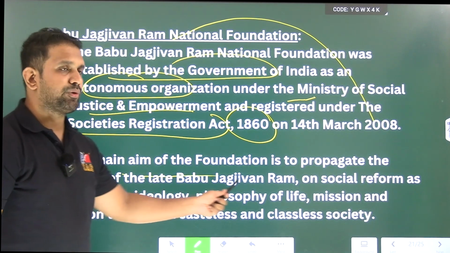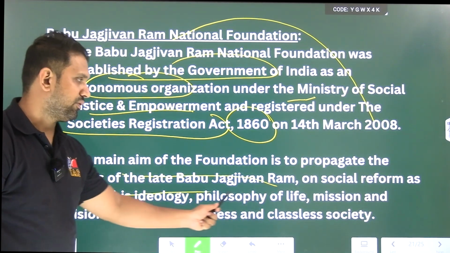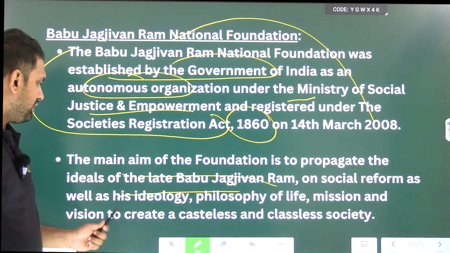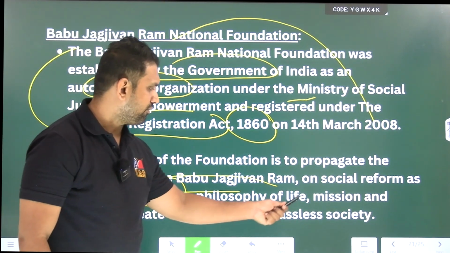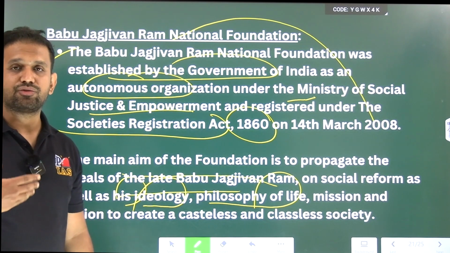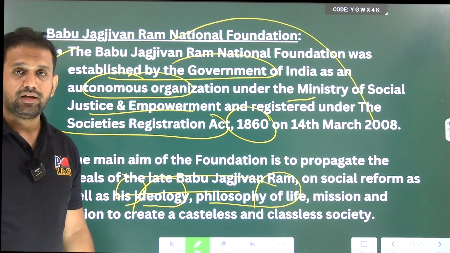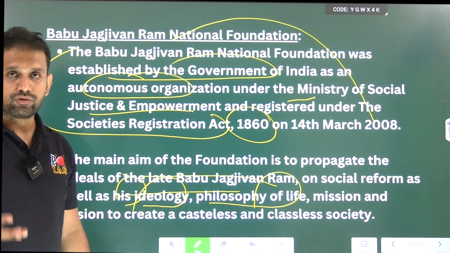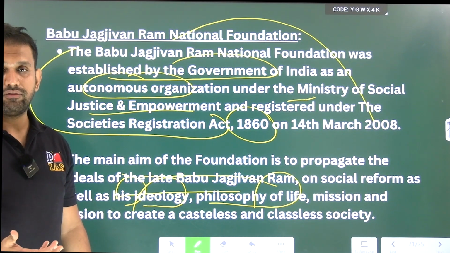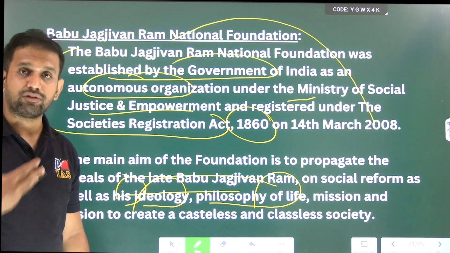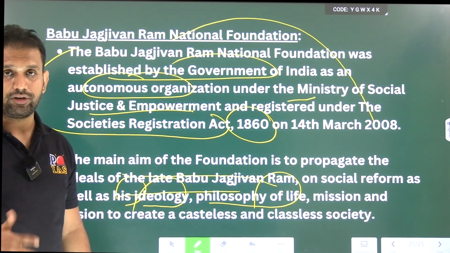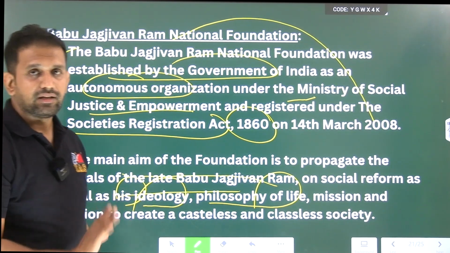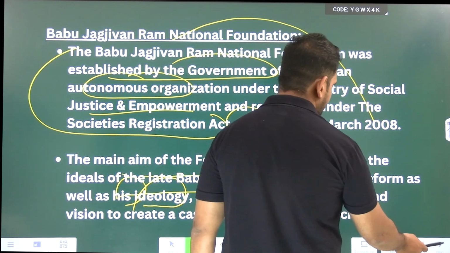The main aim is to propagate the philosophy of Babu Jagjivan Ram and whatever social reforms he brought, what ideology he followed, what philosophy of life he followed, all that should be made aware to the people. His life, his philosophy, his vision, his reforms, SC people should be aware of it. So to promote his principles, this foundation has also been created.